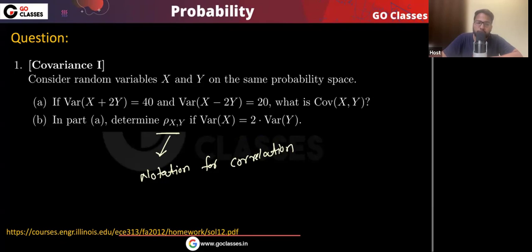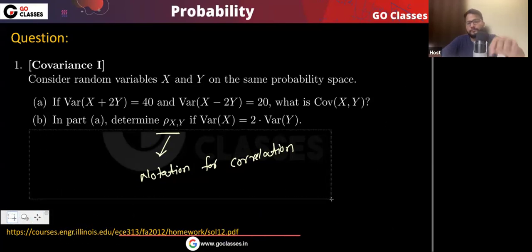Let's just do it. This is an easy question. Let's just try doing it. Do you want to try it quickly? So what is the covariance of X comma Y? Let's just see.